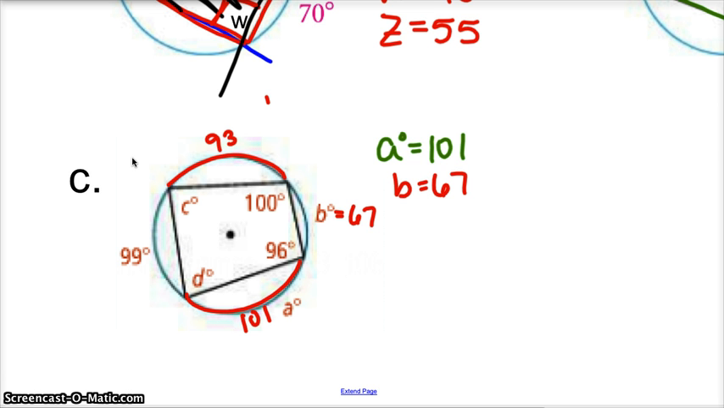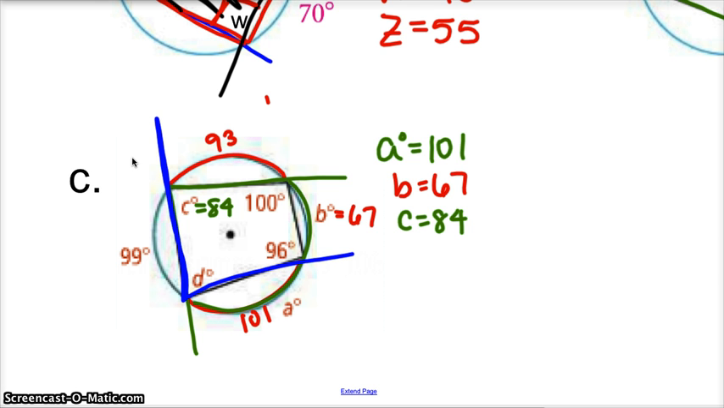So now to get C, C is this green intercepted arc, so it's half of the 101 added to the 67. So that divided by 2 gives me 84. And then letter D, if I extend D, it's the arc with the 93 and the 67. So 93 plus 67 divided by 2 ends up giving me 80.